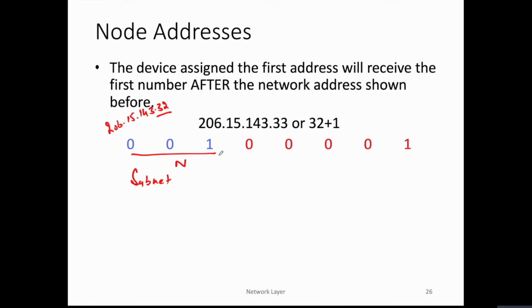So what will be the value of this octet now? We know its value is 32, right? Plus what? What is the value of this bit, 2 raised to power 0? Yes, 1. Okay, so 32 plus 1 is 33. So 206.15.143.33 is the address of the first node in this subnet.